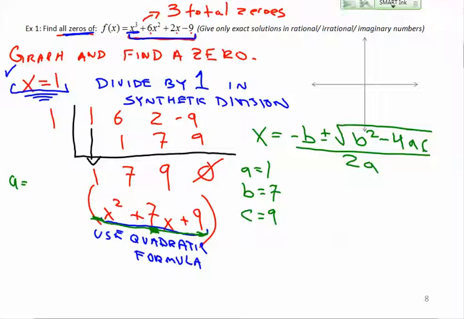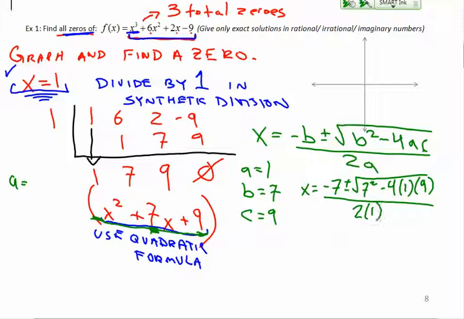So my formula now becomes x equals negative b, which would be negative 7, right? Plus or minus the square root of b squared, that would be 7 squared, minus 4 times a, which is 1, times c, which is 9. All of that over 2 times a, which is just going to be 2 times 1. Just substituted in a, b, and c for that. With me?